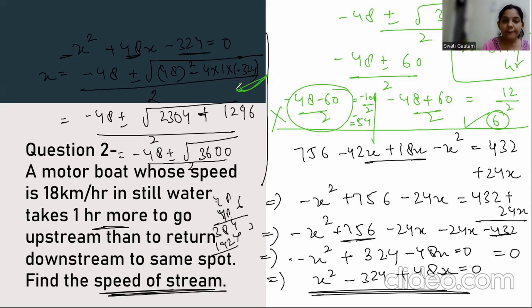Then I have solved them, and then I have taken two values, because in the quadratic formula you have plus minus. First I have taken plus, then minus. One answer of the question is minus and one is plus. Speed can't be negative, so I have rejected minus 54 and opted for 6. So 6 kilometer per hour is the correct answer, right? Now moving towards the next question.